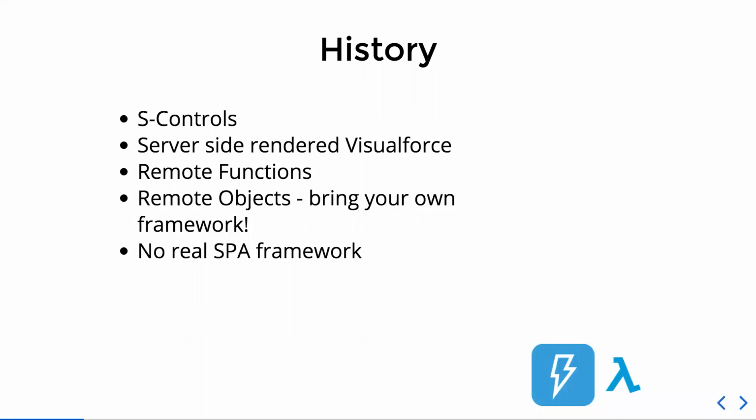Then Visualforce came. After Visualforce, Salesforce gave us a thing called remote functions, which basically lets you call Apex code from your JavaScript code in your pages. After that, Salesforce gave us remote objects, which is basically, I will give you the ability to bring your own framework, and you can bring React, you can bring Angular, you can bring whatever. But Salesforce never had a real single page application framework, SPA.